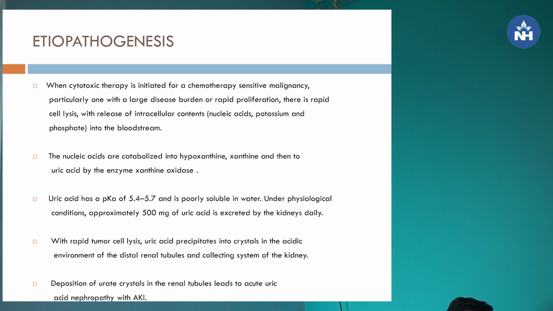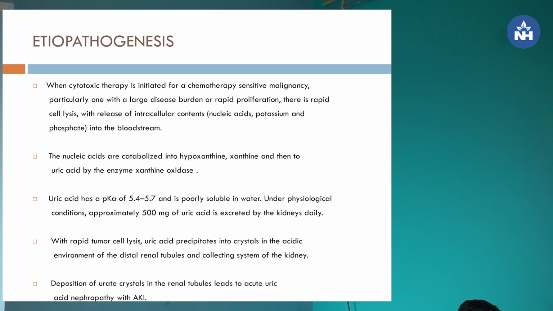It is caused by the inability of the body's homeostatic mechanisms to handle the massive release of intracellular content, that is potassium, phosphate and nucleic acids, from disintegrating tumor cells into the bloodstream. Catabolism of the nucleic acids to uric acid leads to urate deposition in the renal tubules, resulting in acute kidney injury and its associated complications. These metabolic disturbances can lead to clinical toxic effects including cardiac arrhythmia, seizures, multi-organ dysfunction and death.